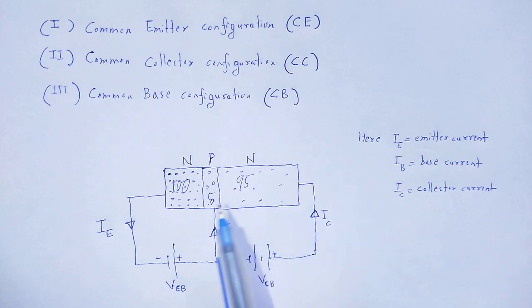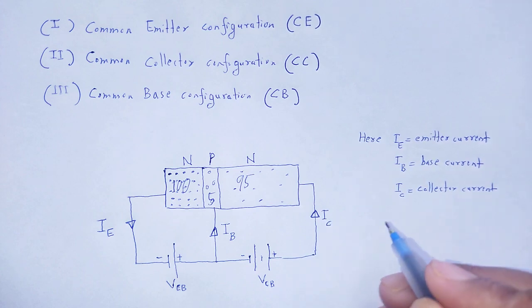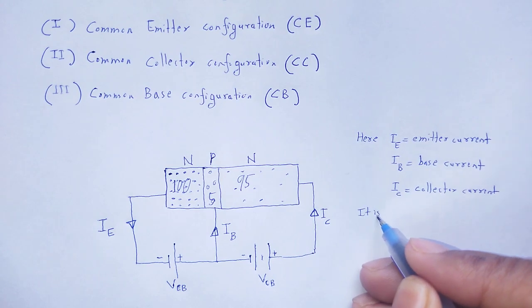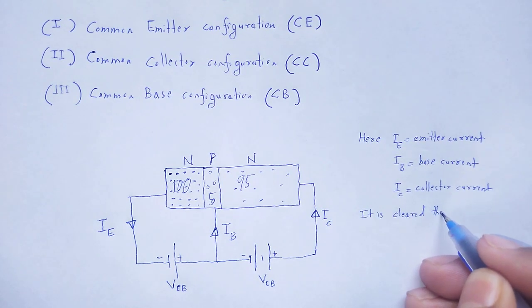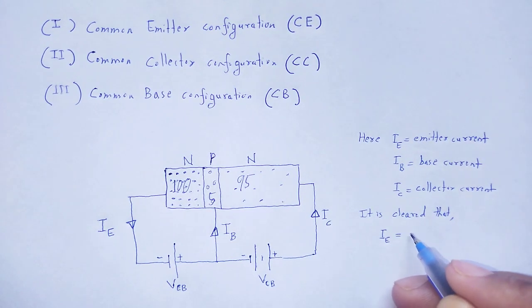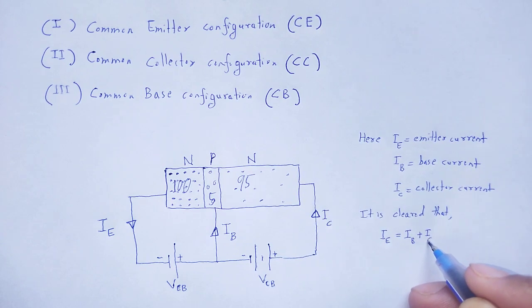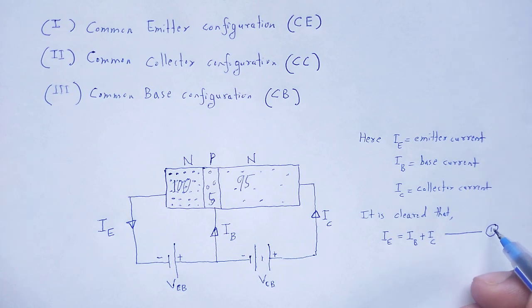From this it is clear that I of E is the sum of I of B and I of C. Emitter current is equal to base current plus collector current. That is equation number 1.